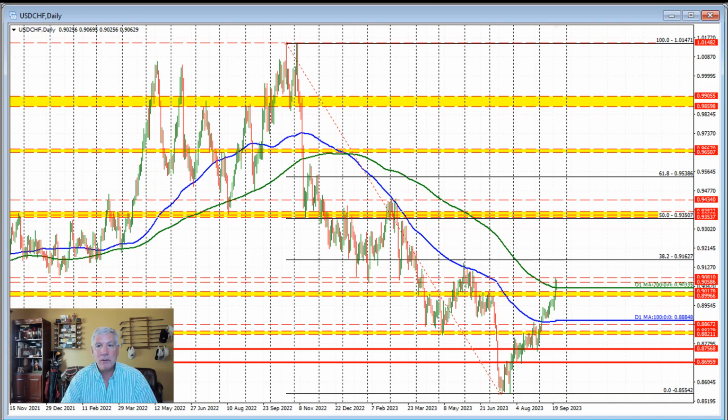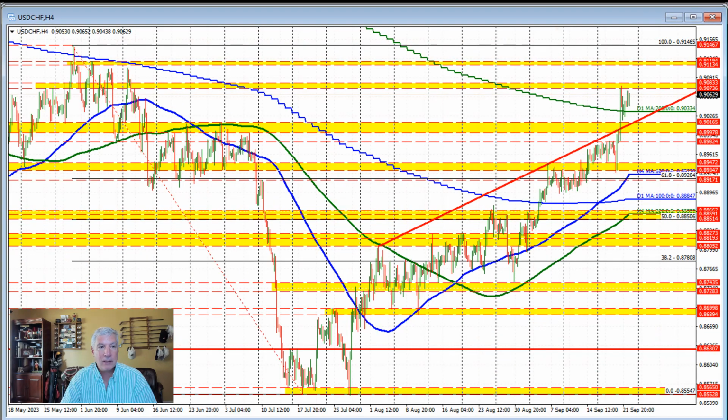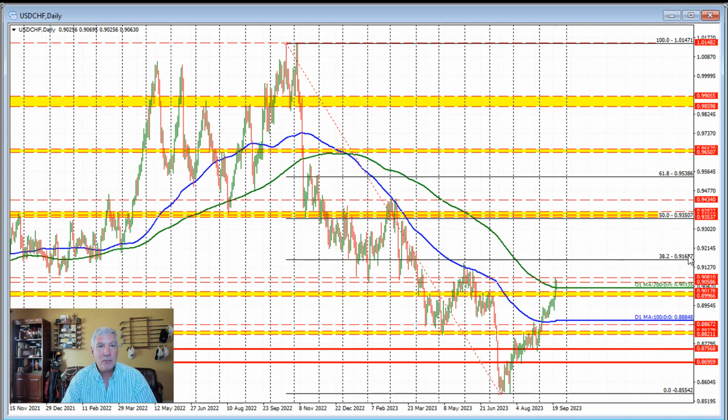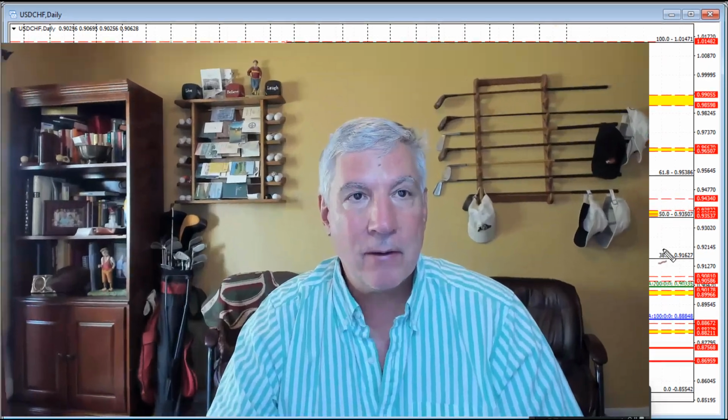So overall, what we're looking for is the price to stay above the 200-day moving average. If we're able to do that, we're going to look toward the high price that we saw at the end of May at 0.9146, and then we're going to look toward the 38.2% retracement of this longer-term move down from the 2022 high. That level comes in at 0.91627.